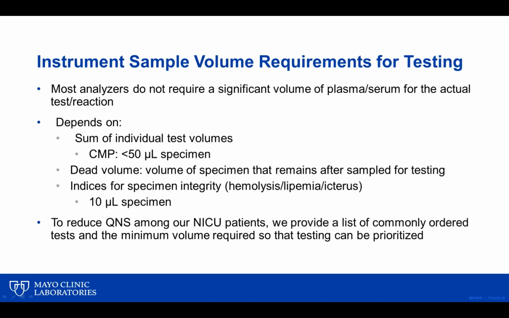So to reduce the QNS among our NICU patients, we provide a list of commonly ordered tests and the minimum volume required so that testing can be prioritized. So if they only obtain a certain amount of specimen, what tests do they absolutely need, and how can we get that performed?